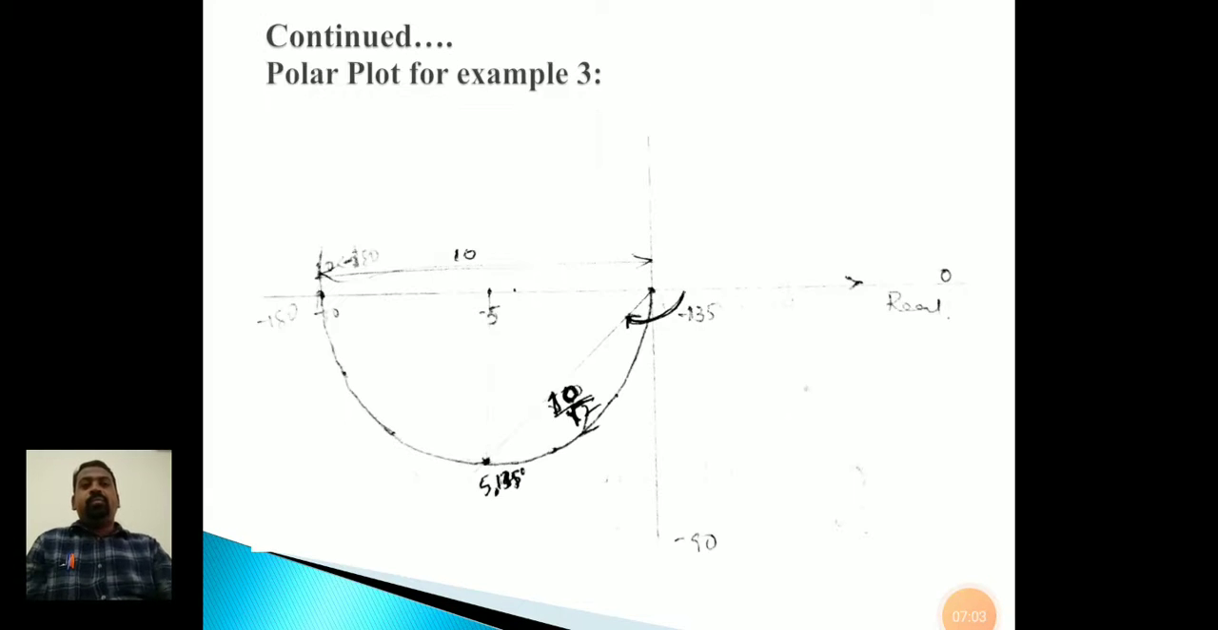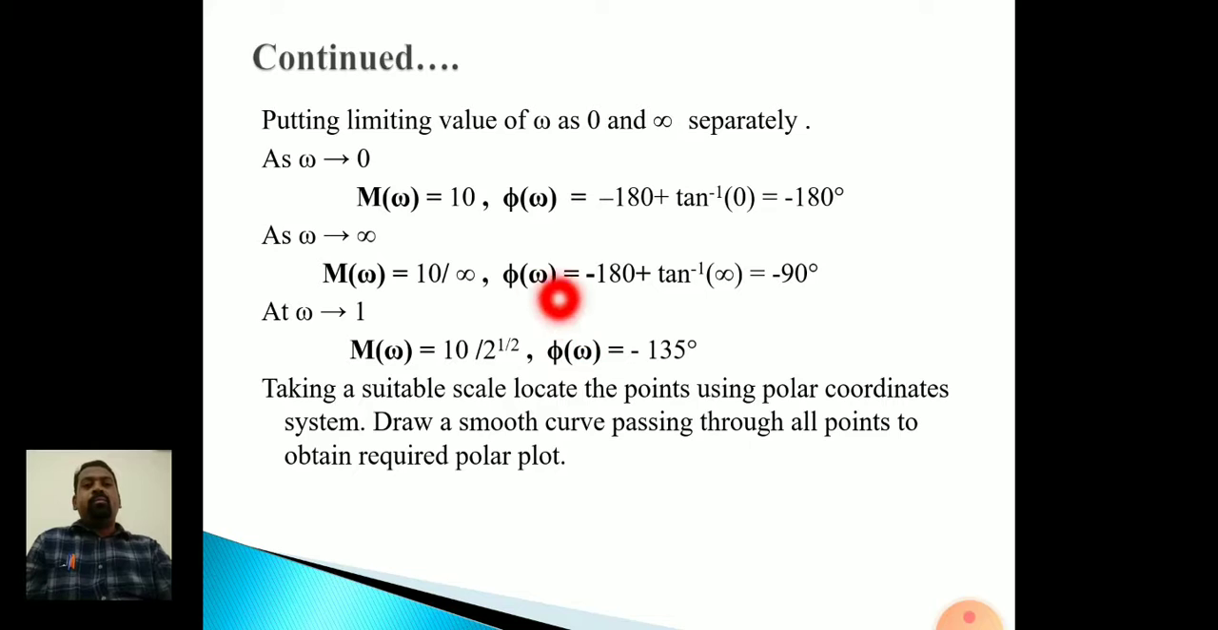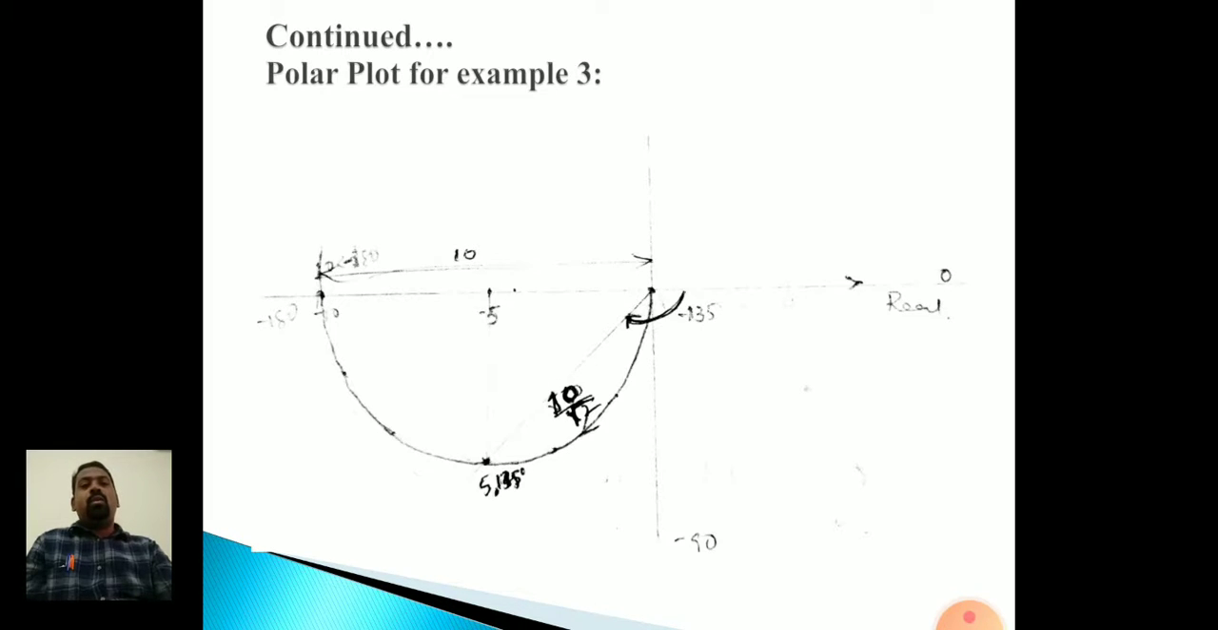Let us see. This is the polar plot for this example. So here, the very first one, what is that one? Omega tends to 0, M omega is 10 and phi omega is minus 180. So hence here the curve is between minus 90 to minus 180. That is quadrant number 1 to 3rd quadrant.